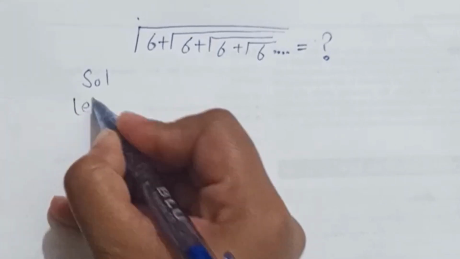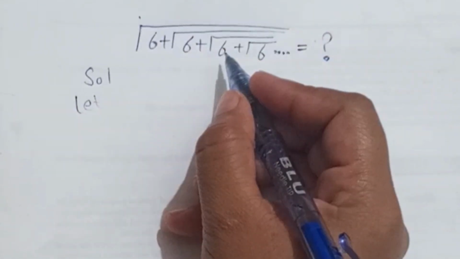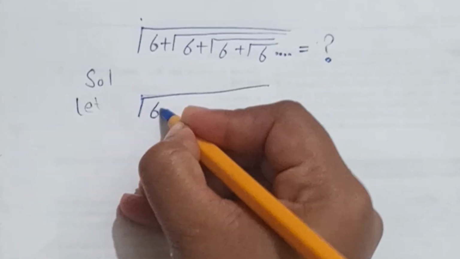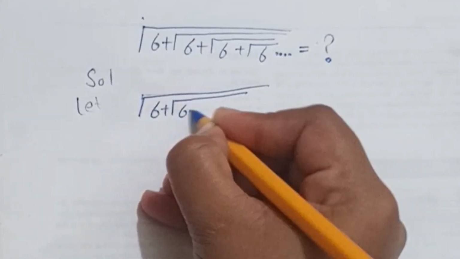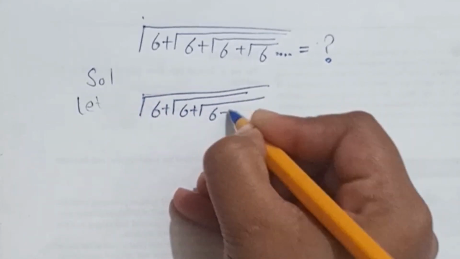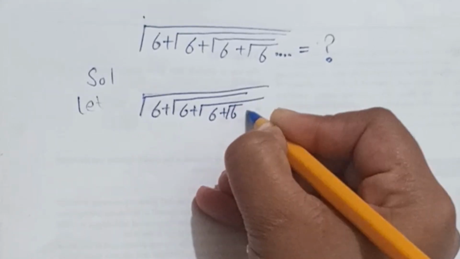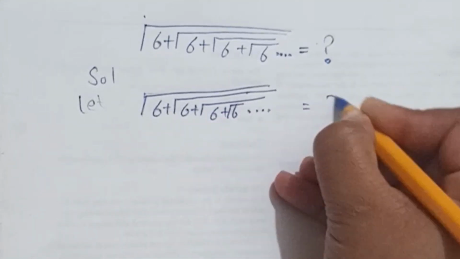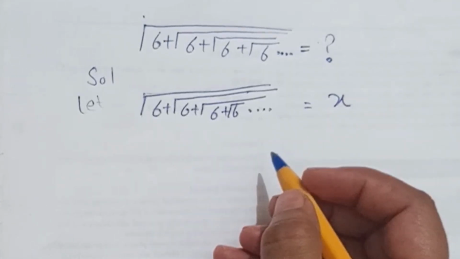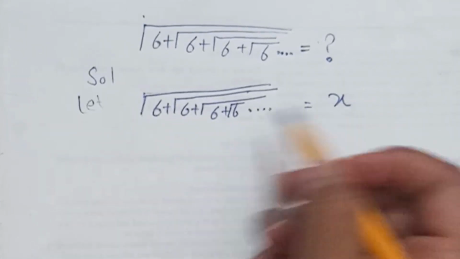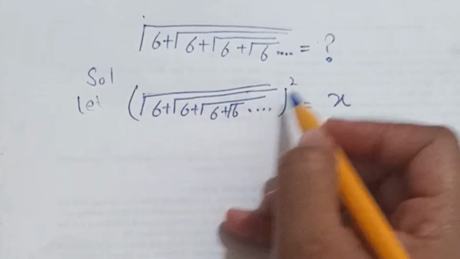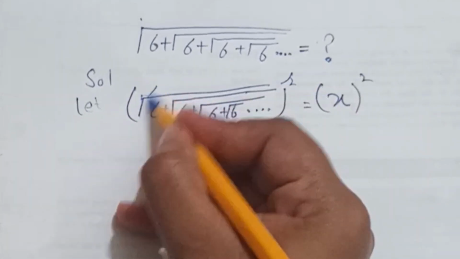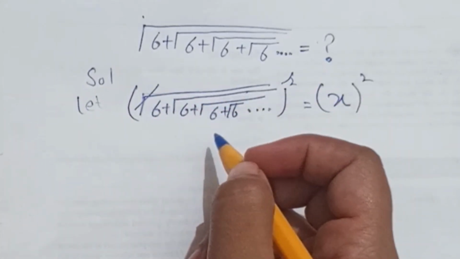In the first step, we let this whole expression be equal to x. So the square root of 6 plus the square root of 6 plus the square root of 6 plus the square root of 6, and so on, is equal to x. Now we take a square on both sides of this equation. So we square this side and also square this side. The square and square root cancel because they are opposite operations.